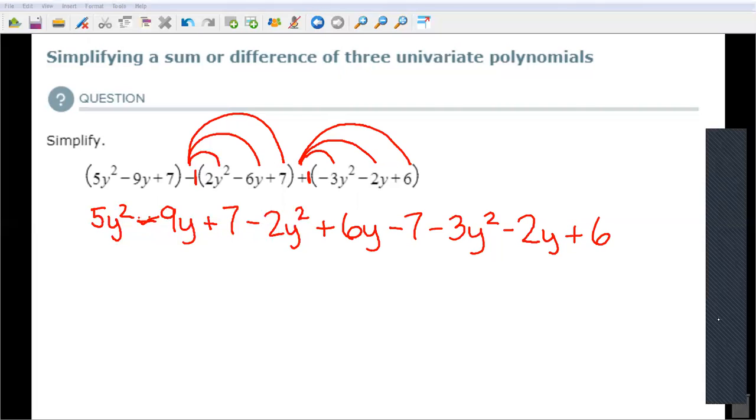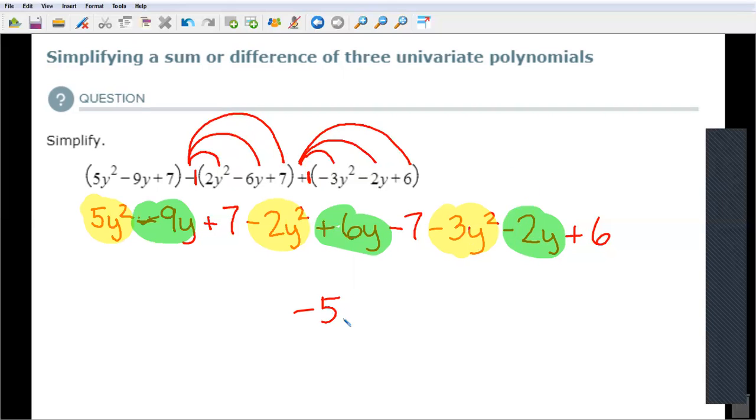So your like terms here, your first thing that you're going to combine is your y squared term. So you have 5y squared, you got -2y squared, you got -3y squared. When you combine those, you'll notice 5 minus 2 minus 3, they all just cancel each other out, which is nice. Now with your y terms, you got -9y, you got 6y, and you got minus 2y. When you combine those like terms, it's negative 9 plus 6 minus 2, which is negative 5. So it's negative 5y.